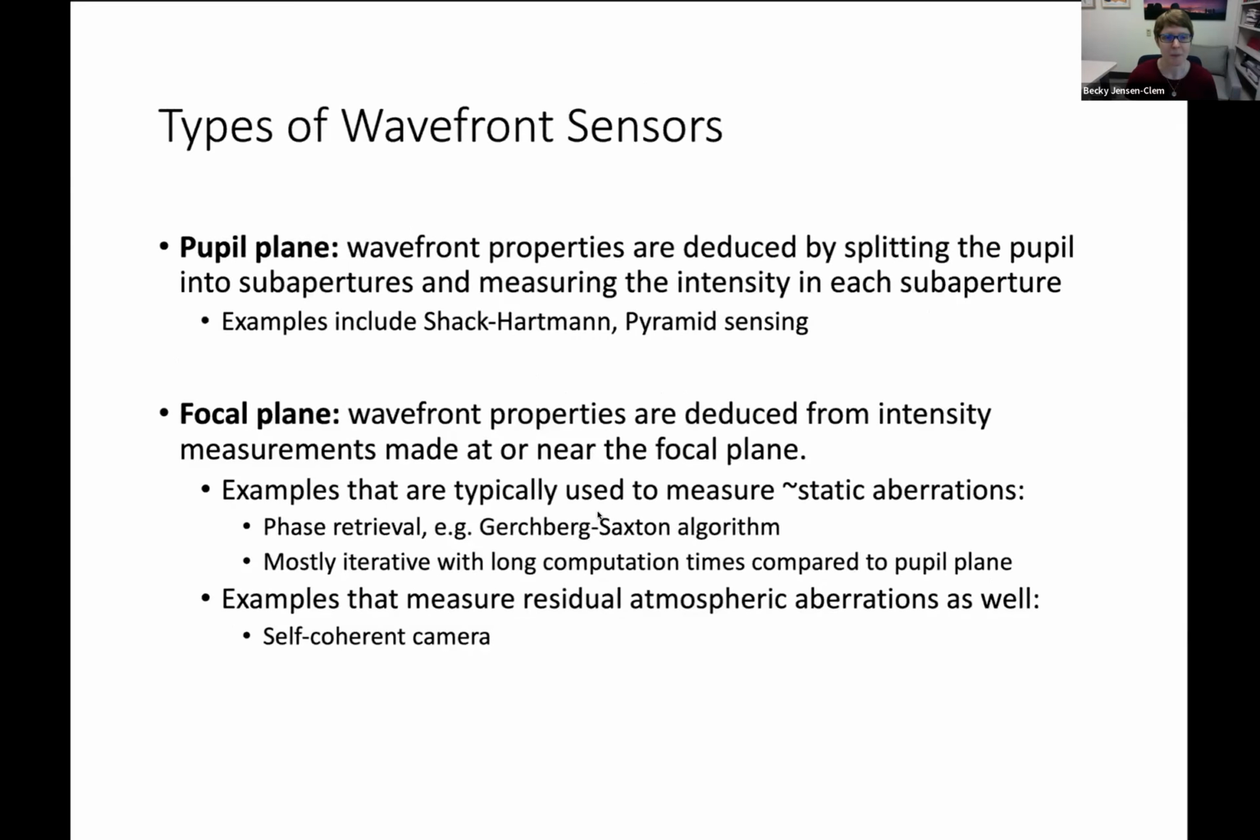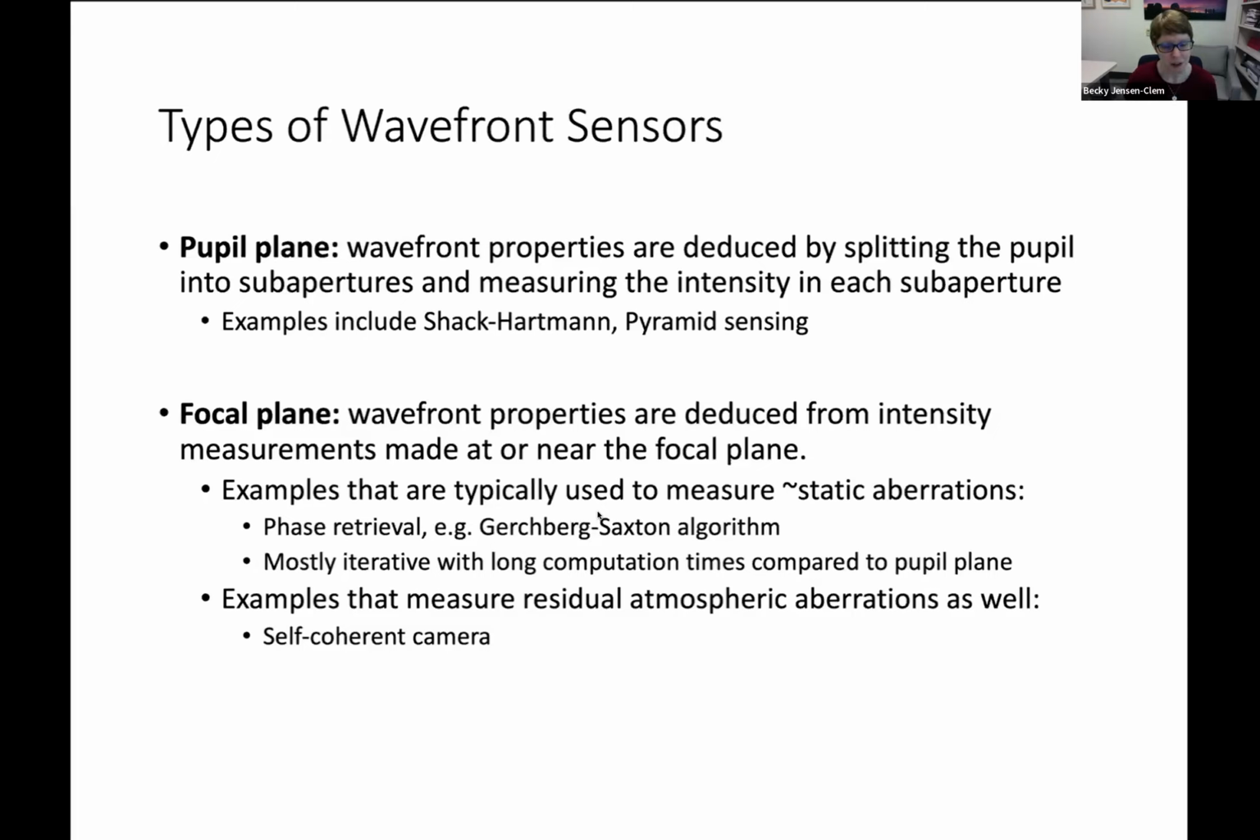Okay, there are many ways that you can classify wavefront sensors, but one convenient way to put them into two categories are to think of them in terms of pupil plane and focal plane wavefront sensors. So in a pupil plane wavefront sensor, you're measuring the shape of the wavefront by looking at the light in the pupil plane and maybe splitting it up into different subapertures and measuring the intensity in each one. So I'll talk about the Shack-Hartmann and the pyramid wavefront sensor, which are two examples of pupil plane wavefront sensors. Now, we also have focal plane wavefront sensors that are measuring the shape of the wavefront from the focal plane. And we'll talk a little bit more about those as well.